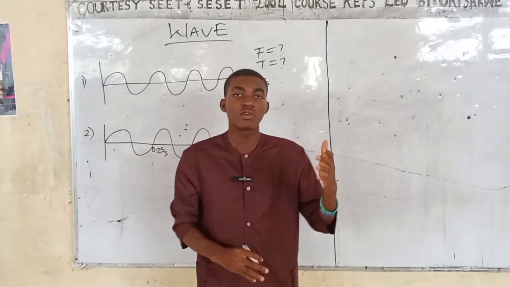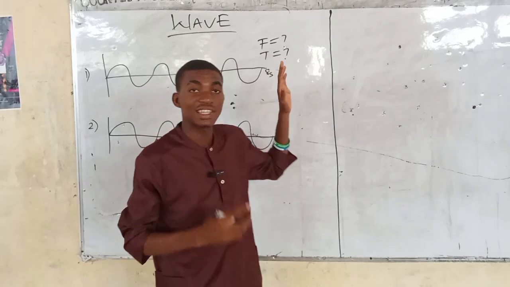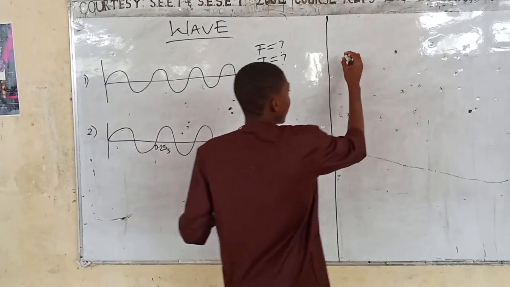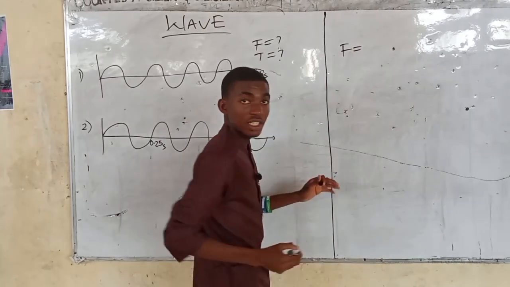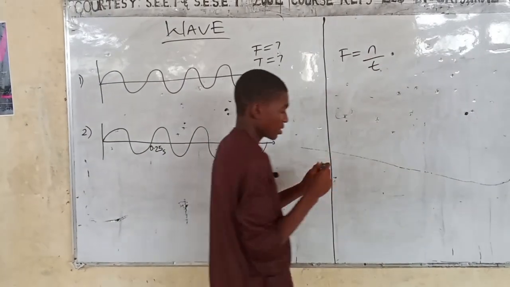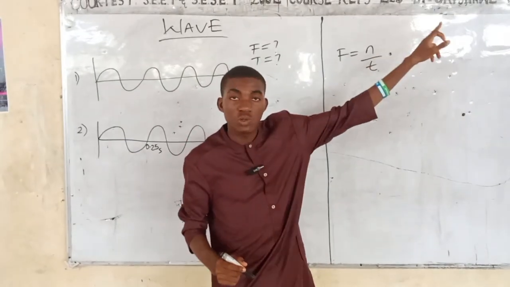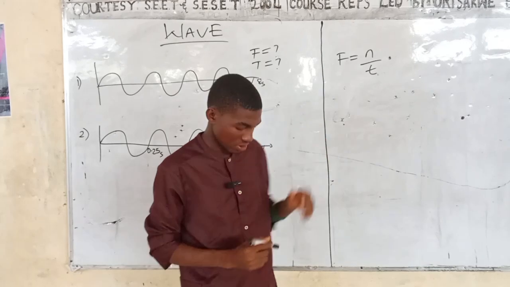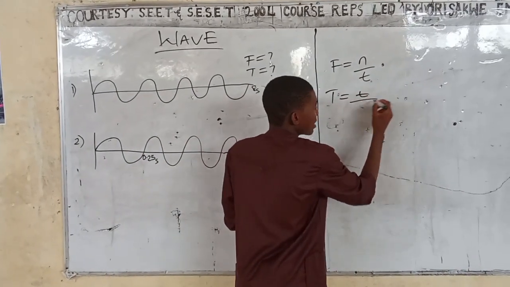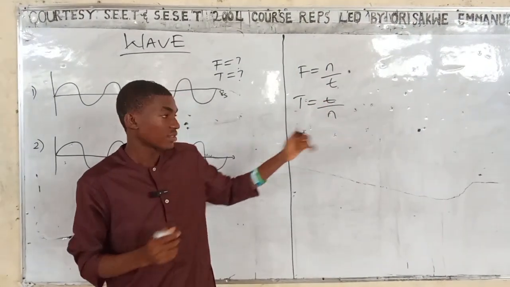Frequency can be defined as the number of revolutions completed in 1 second, while period is the time taken to complete one revolution. What does that mean? Our frequency is n over t, where n stands for the number of revolutions and t stands for time in seconds. And our period equals the time taken to complete one revolution, meaning our period is t over n.